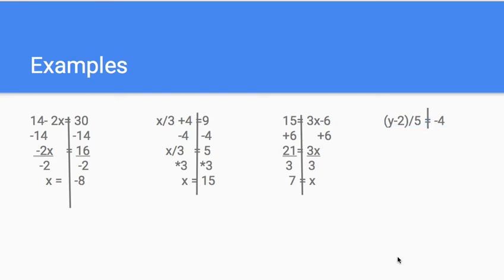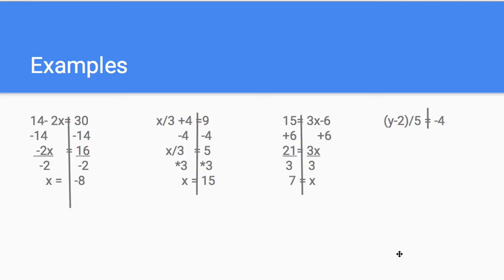So we've got y minus 2 in parentheses divided by 5 is equal to negative 4. Now in this case, I would actually subtract 2 first. If I knew what y equaled, I would first subtract 2 and then divide it by 5. And you notice that 5, again, is the farthest away from x, or from my variable. It's the last thing I deal with.